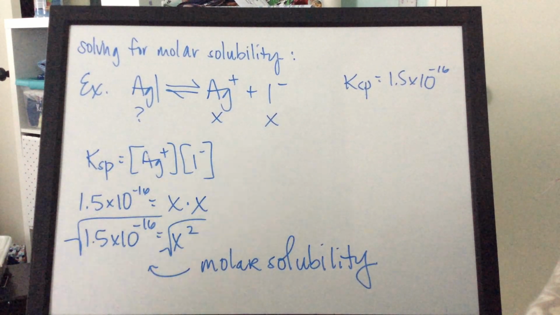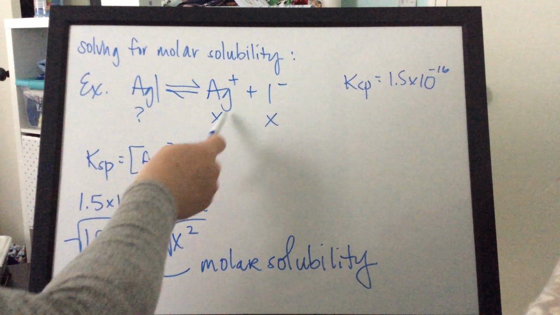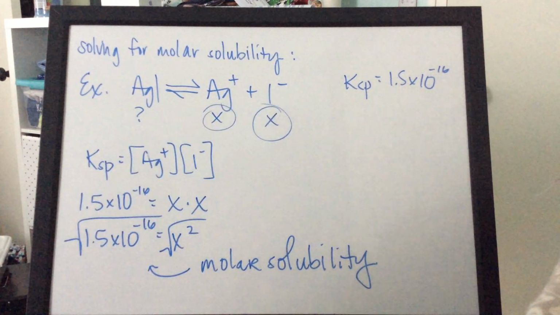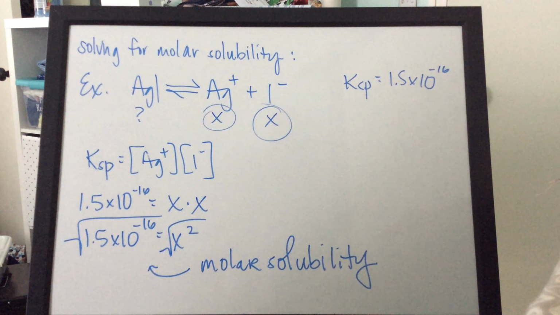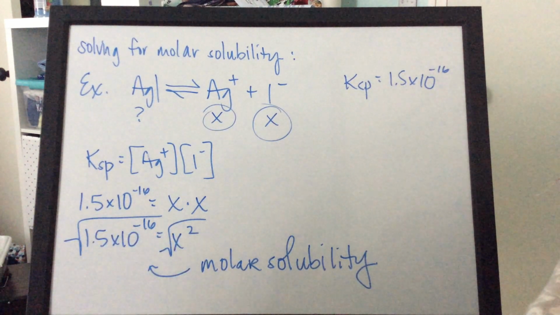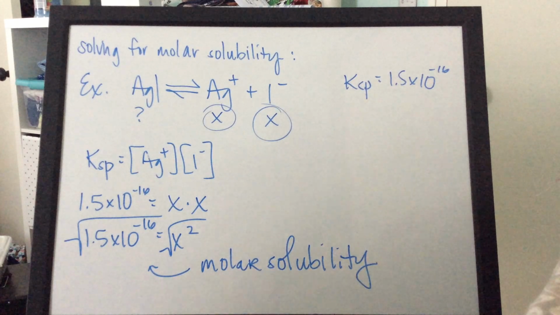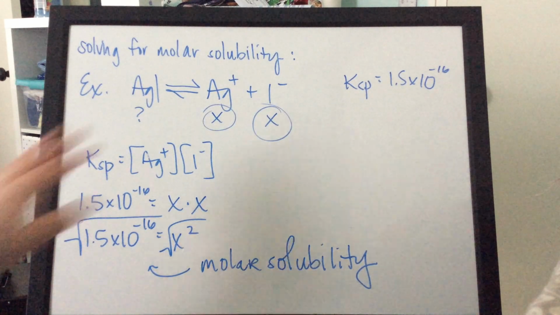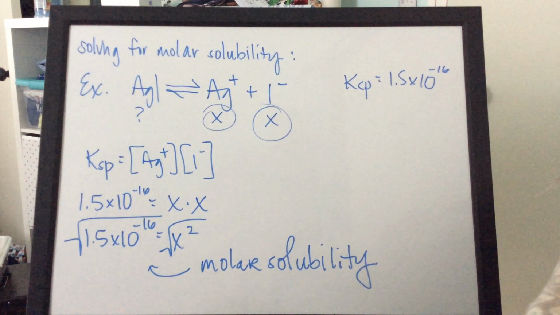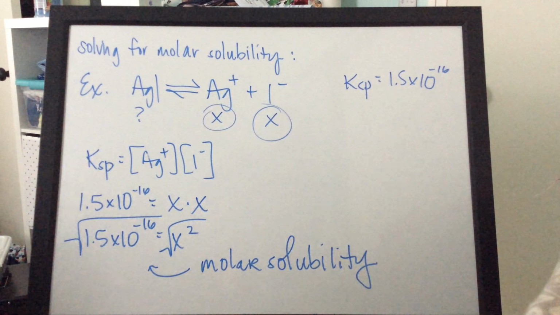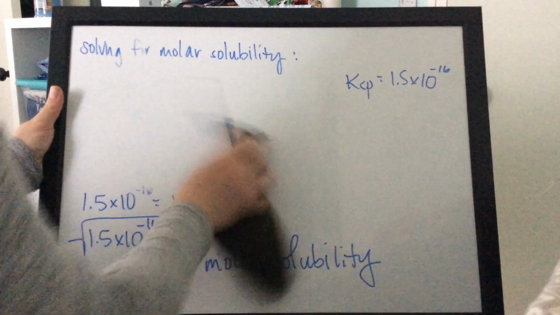In each case, you would be taking an x value times an x value, which would just give you x squared, and you would take a square root to find your molar solubility. I did not do this math. You can do it on your calculator if you want to. But if it's a 1-to-1 ion relationship, solving for molar solubility is very straightforward.